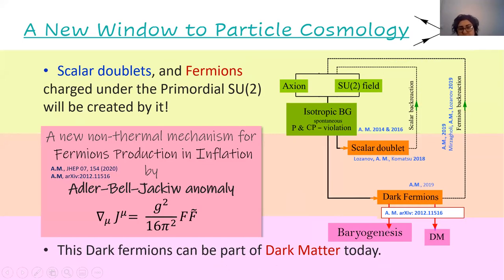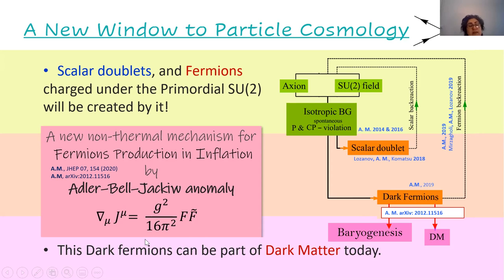Another interesting thing about the scenario is that you can generate fermions in inflation if they are charged under this SU(2) gauge field. And that's basically by the chiral anomaly, which is given here. Now that we have gauge fields in inflation, the right-hand side is non-zero, and it can generate the fermions which are coupled to this gauge field.